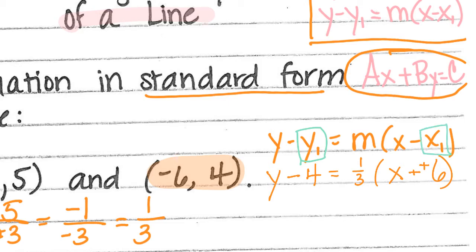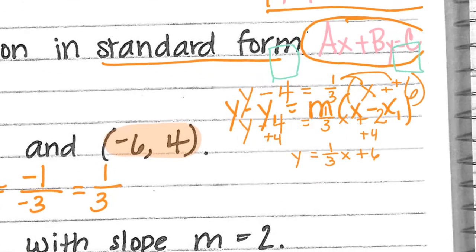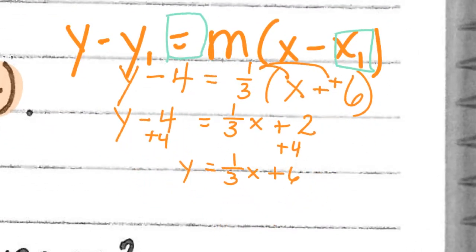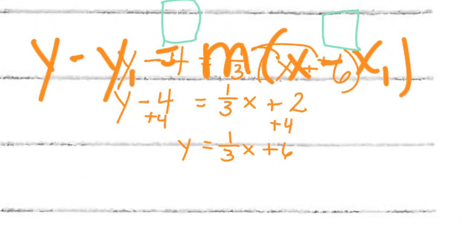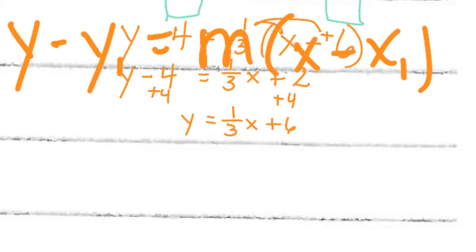So notice the only ones that we're putting numbers in for are the x sub 1 and the y sub 1. From here we can distribute 1/3 x. 1/3 of 6 is 2. And we can add that 4 over. Well, as you can see, I just put it in not standard form. I put it in slope-intercept form. Are they asking us for slope-intercept form? No. They're asking us to put it in standard form. So I'm kind of all over the place with this. I don't know how that happened.